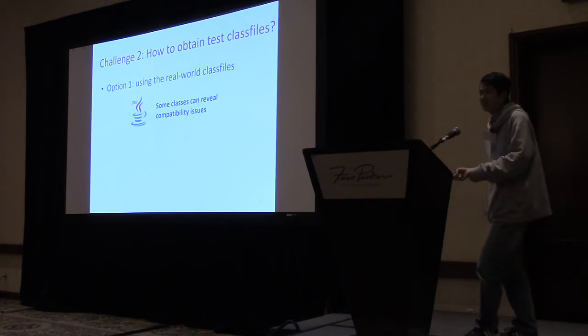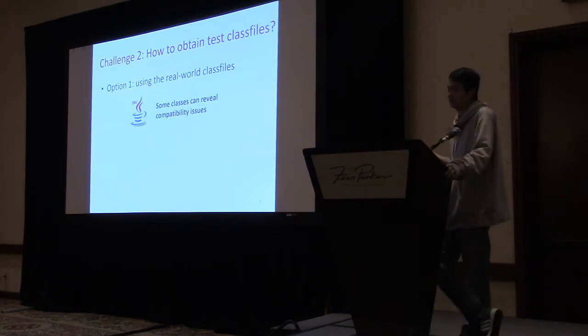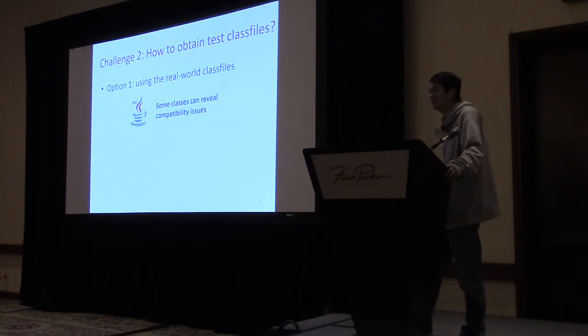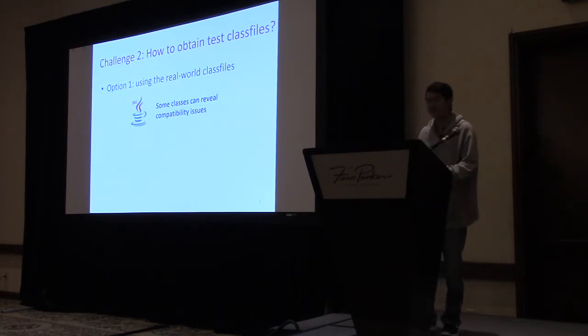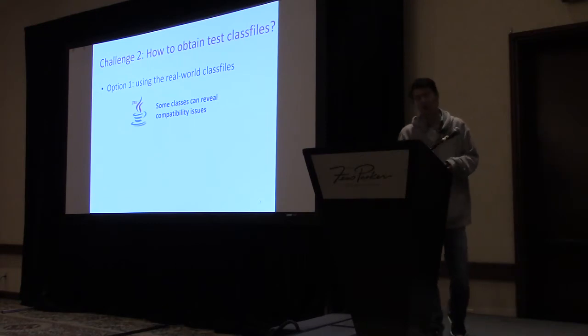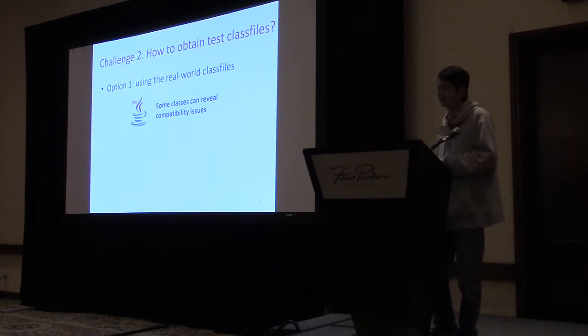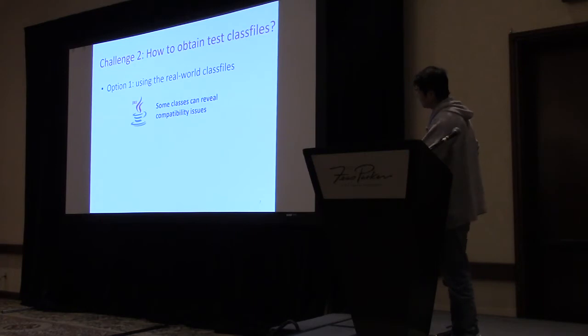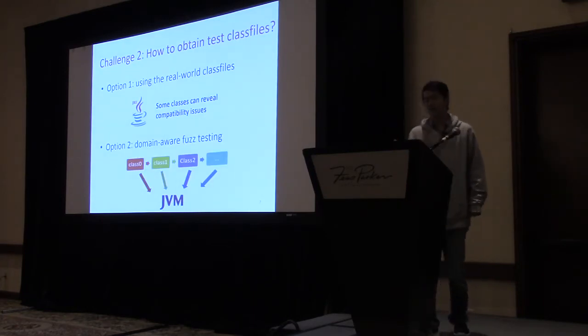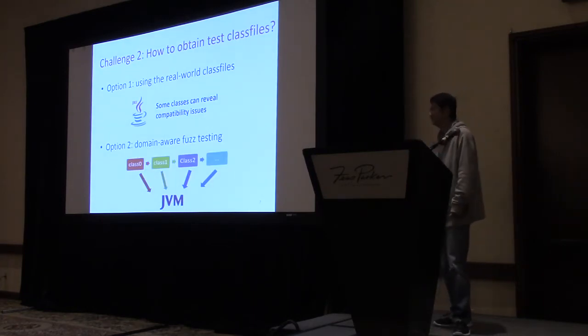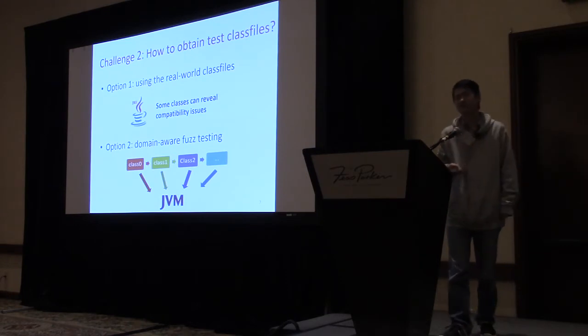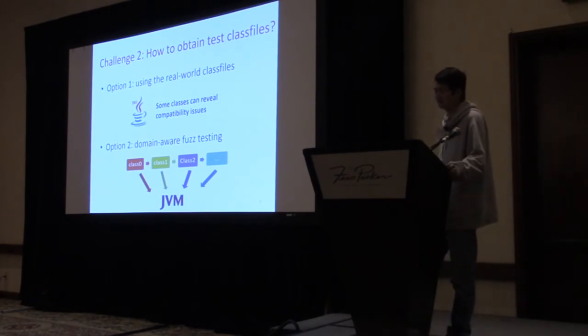For the second challenge, we also have some options. We can use real-world applications or use JRE classes as tests. They can reveal JVM discrepancies, but these discrepancies mostly only concern compatibility issues rather than actual JVM defects. An alternative is to blindly mutate the seed class files and run the mutants on different JVM implementations.